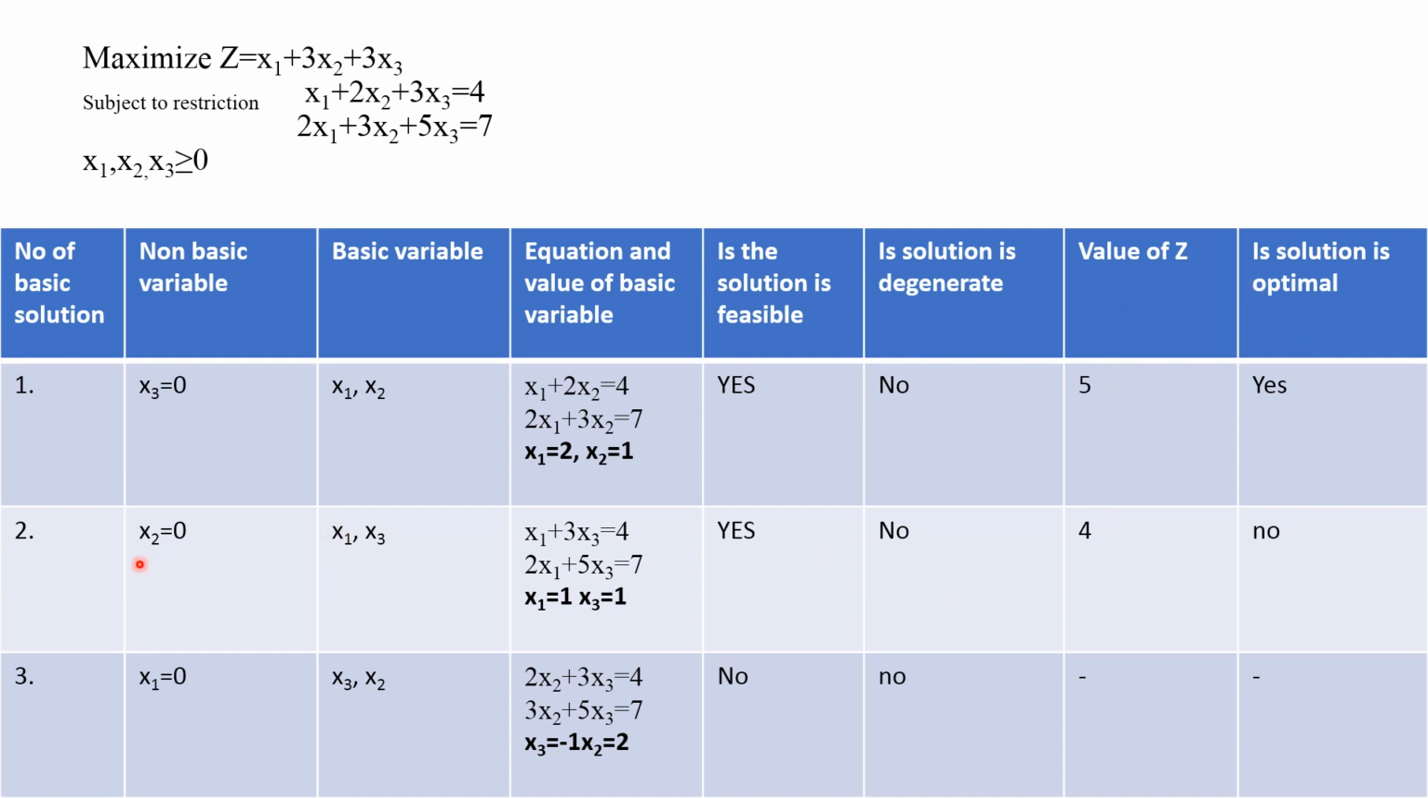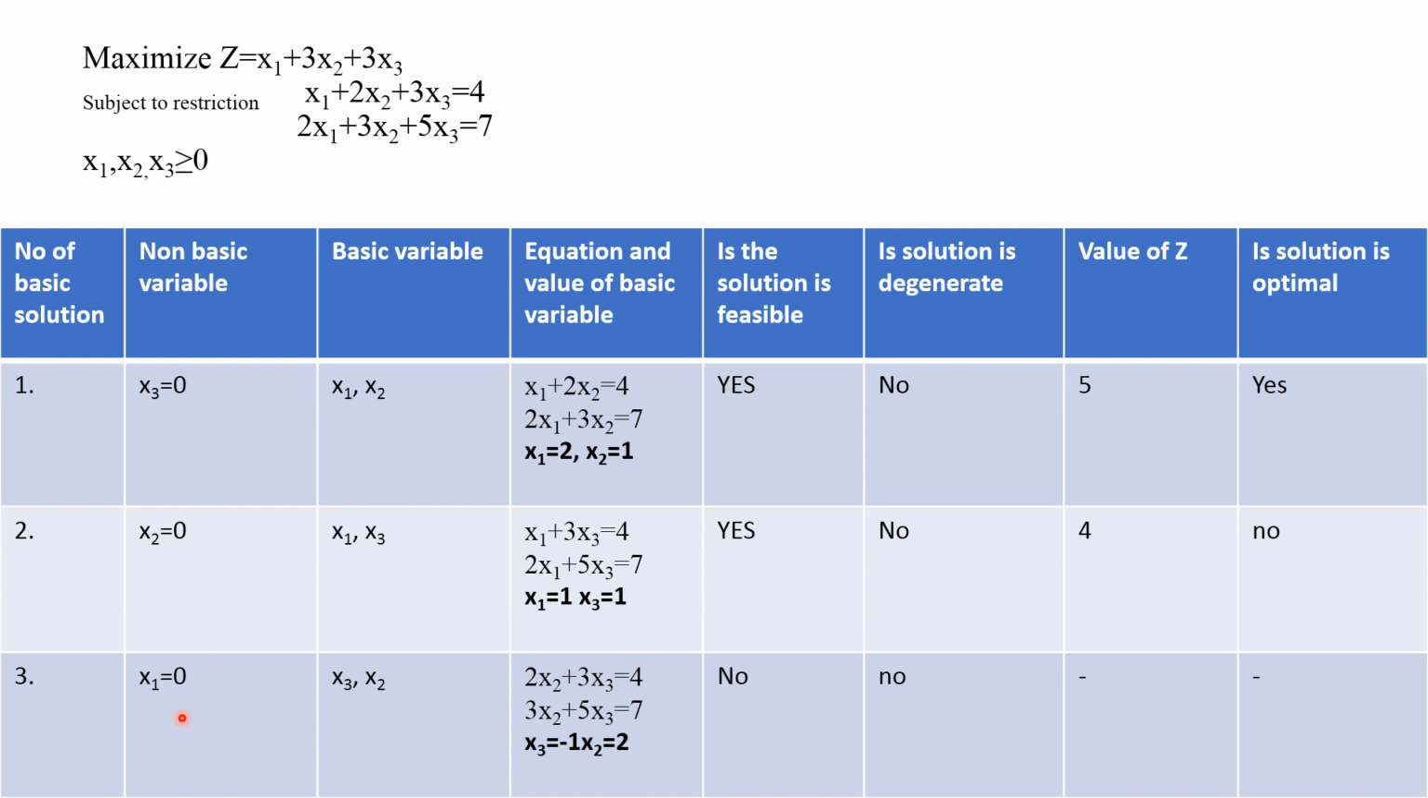So next we will check x2 is equal to 0. Next pair, we will check x2 is equal to 0. We will put the x1 and x3 values, and again the x1, x3 values are 1, 1. Is the solution feasible? Yes, it is feasible. Is the solution degenerate? No, because both values are greater than 0. Value of z is equal to 4.